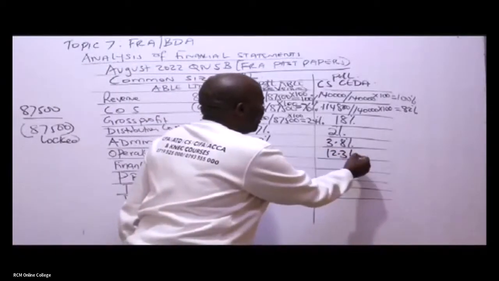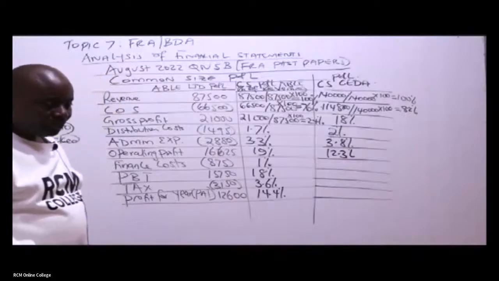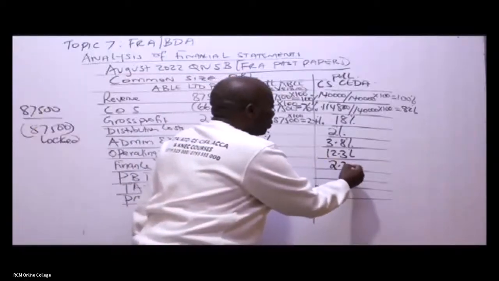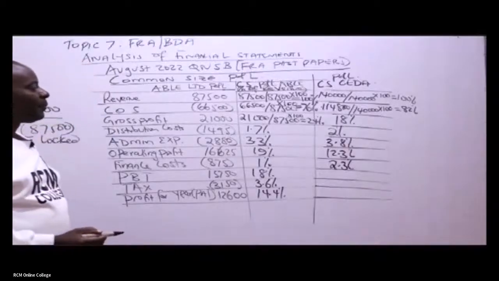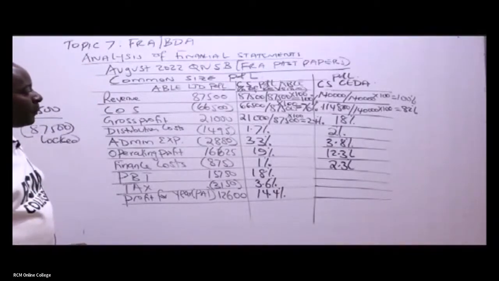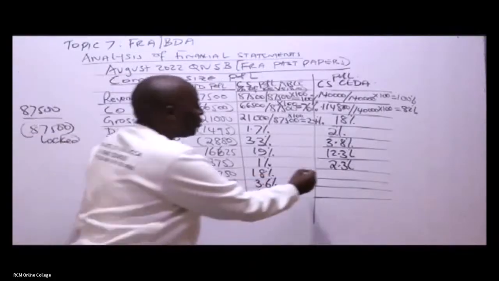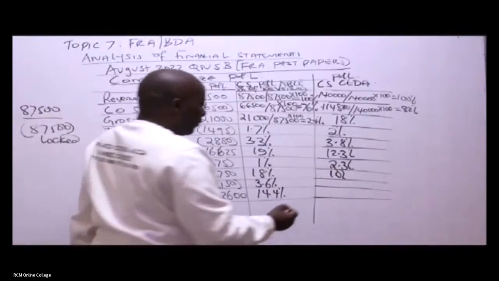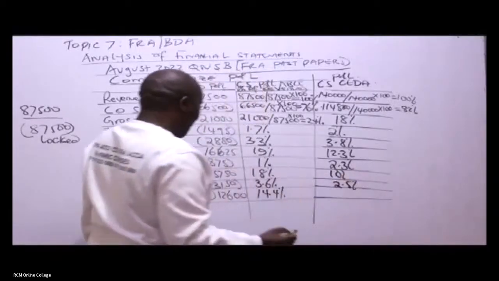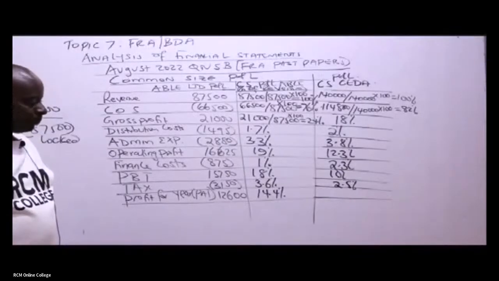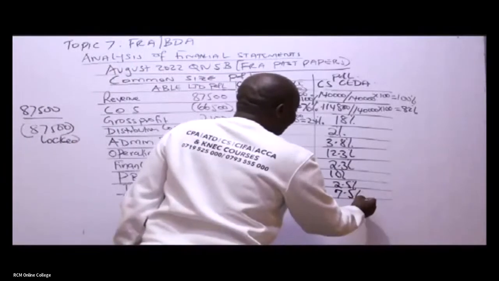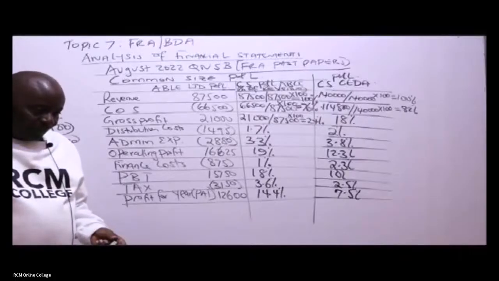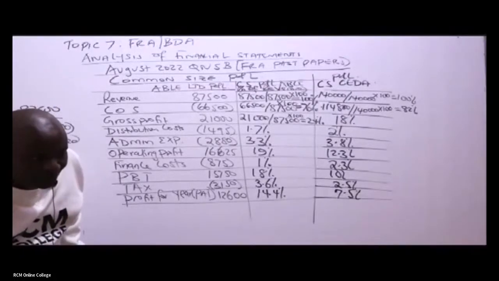So please go to the next one. 12.3%. Go to the next one. 2.3%. 10%, thank you very much. Then we have here 2.5%. Then at the very last, what do we have, ladies and gentlemen, as the profit for the year? 7.5%.